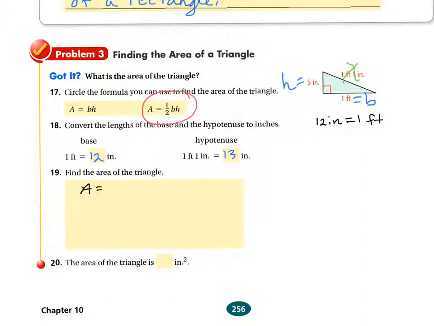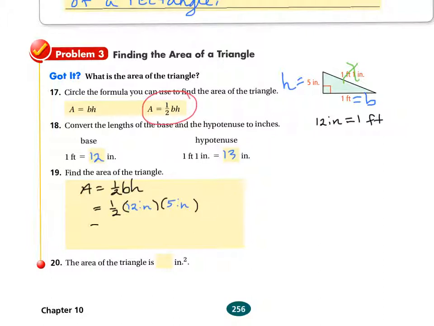100% of the time I want you to start off with 1/2 base times height. That's your blueprint. And then you're going to plug in what you know into that. So I know that my base is 12 inches and my height is 5 inches. And you can either multiply this together first and then divide by 2, or if one of these 2 is divisible by 2, you can divide one of them, but not both of them, by 2. So for most of you, it'd probably be better if you multiplied these together.